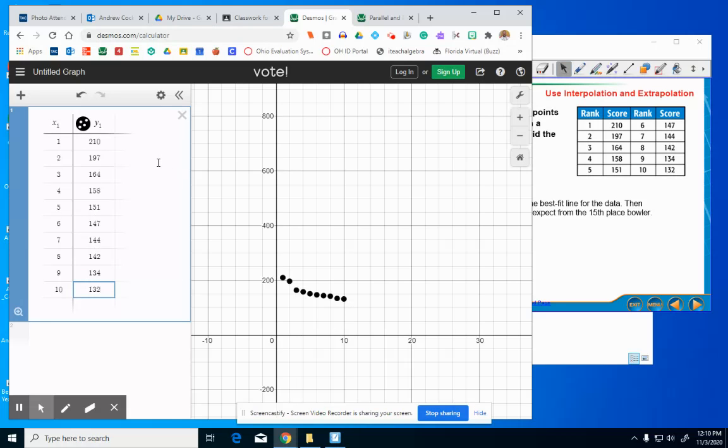What's that? Yeah, it does right on the top, doesn't it? It says vote. Right. Okay.